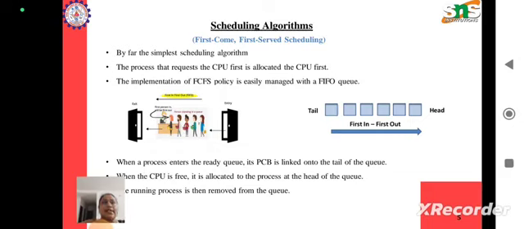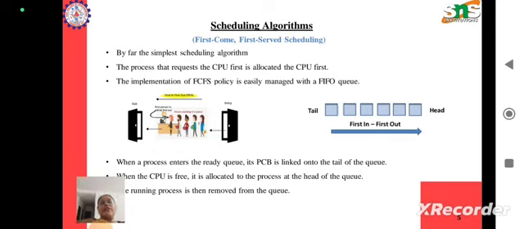When a process enters the ready queue, its PCB is linked onto the tail of the queue. We have studied the different states that a process can be in, and we know that when a process is ready to be executed, it will be in the ready queue, and its PCB, the process control block, will be linked to the tail of the queue. If we are following first come first serve scheduling, then when the CPU is free, it is allocated to the process at the head of the queue.